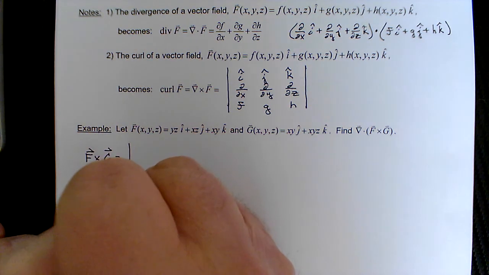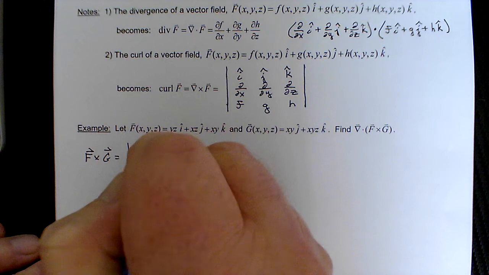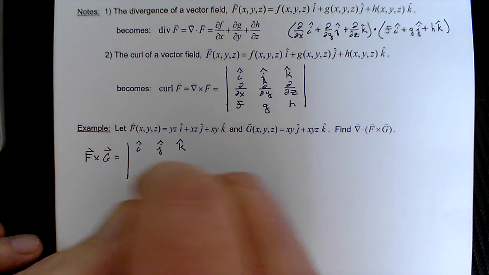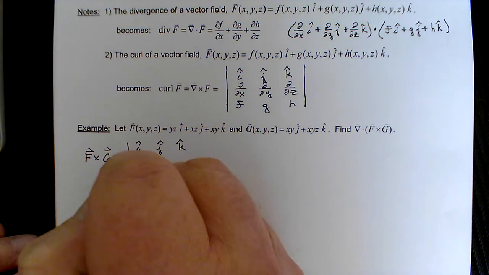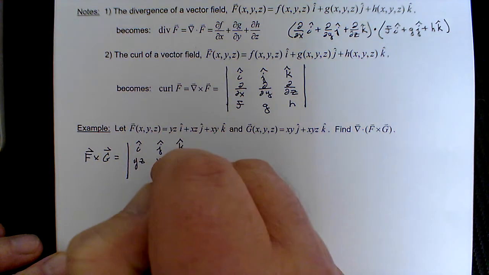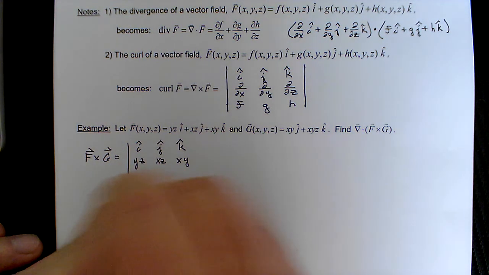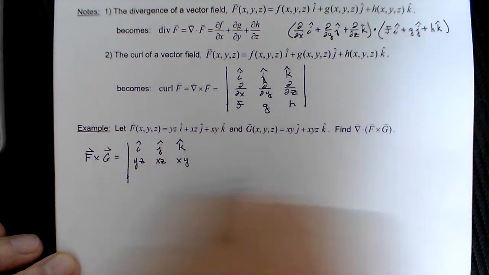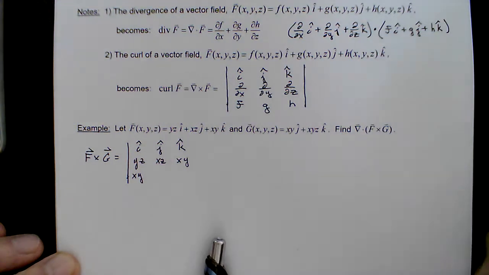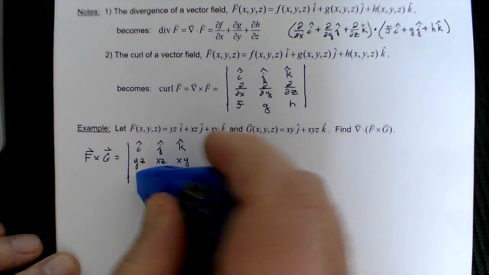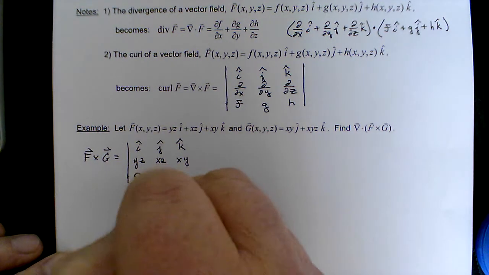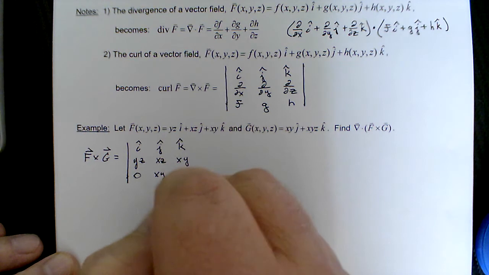will be equal to, okay, so standard setup, I, J, and K. And then F in the first row, yz, xz, and xy. I said first row, I meant second row, of course. G in the third row, 0, 0, xy. xy is our J. You gotta be careful there, I guess. So we get a 0 for the I. And the xy is the J, and xyz is the K.